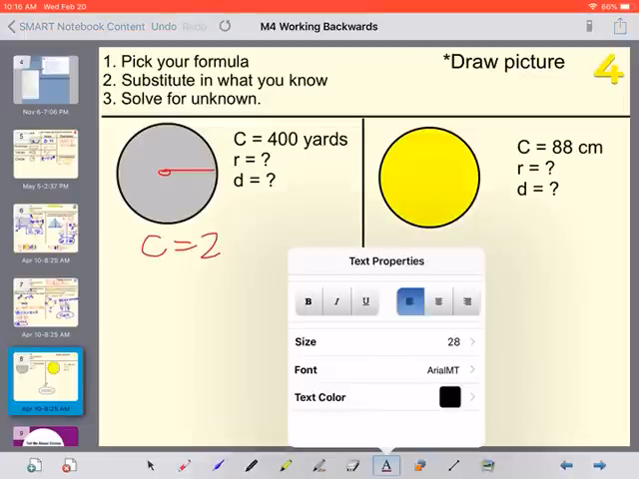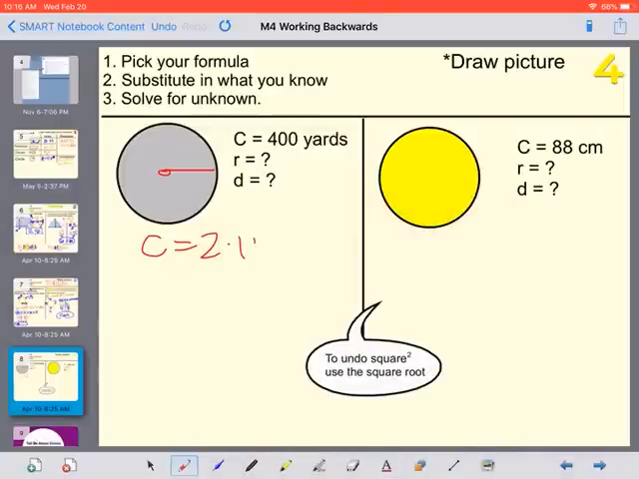2 times pi times r. If you want to use the other formula, pi times diameter, you can. I'm just going to use this one because I like to use that one. Our circumference is 400 yards.